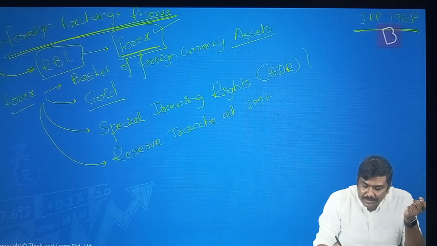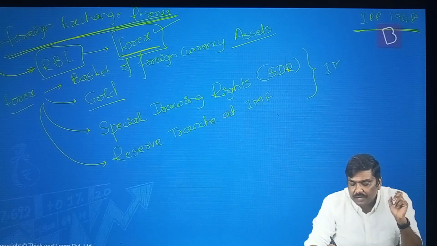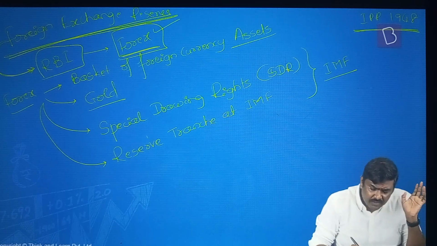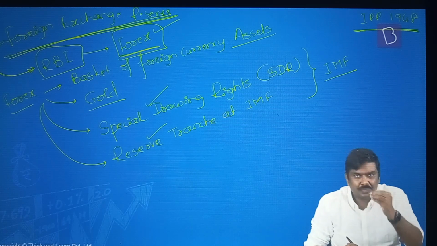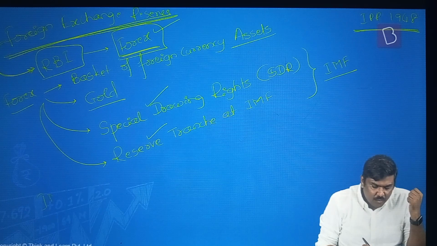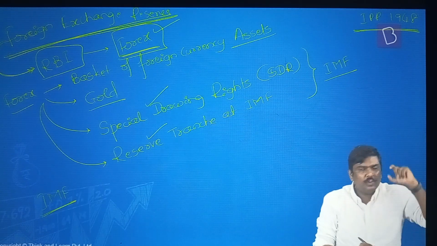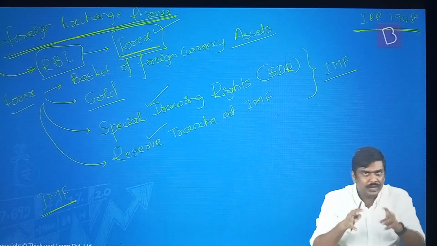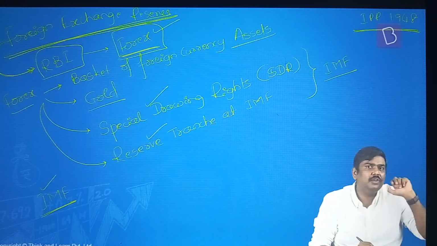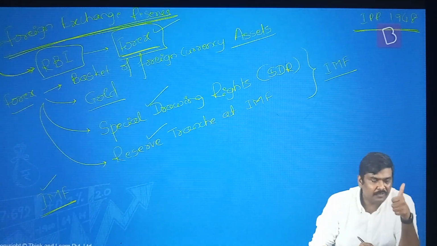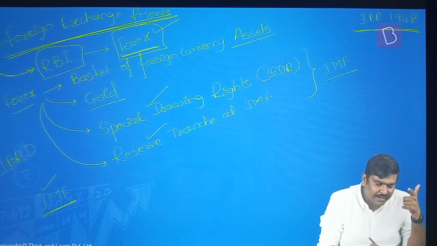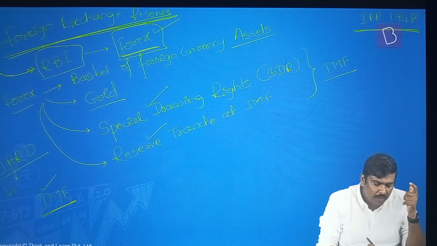Now, third and fourth, let me elaborate on this. Both of them are associated with the IMF, the International Monetary Fund. What is this reserve tranche and what is this special drawing rights? Let me start here. IMF is one of the global institutions. It was set up back in 1944 and it is one of the Bretton Woods institutions. There were two institutions set up in 1944: the IMF, and the International Bank for Reconstruction and Development, famously known as the World Bank.